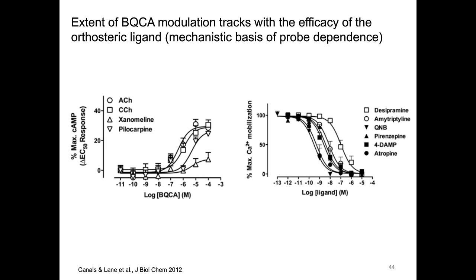On the right-hand side, we took advantage of the fact that BQCA is an ago-PAM. It also displays allosteric agonism. And we're able to completely antagonize this allosteric agonism with increasing concentrations of inverse agonists at the M1 receptor. So this example of probe dependence seems to track exactly with, or be dependent upon, the efficacy of the orthosteric ligand. It shows high positive cooperativity with full agonists, moderate positive cooperativity with partial agonists, and high negative cooperativity with inverse agonists. And this already gives us an inclination that this modulator is behaving within a simple two-state model where it simply favors, or stabilizes, the active state of the receptor.